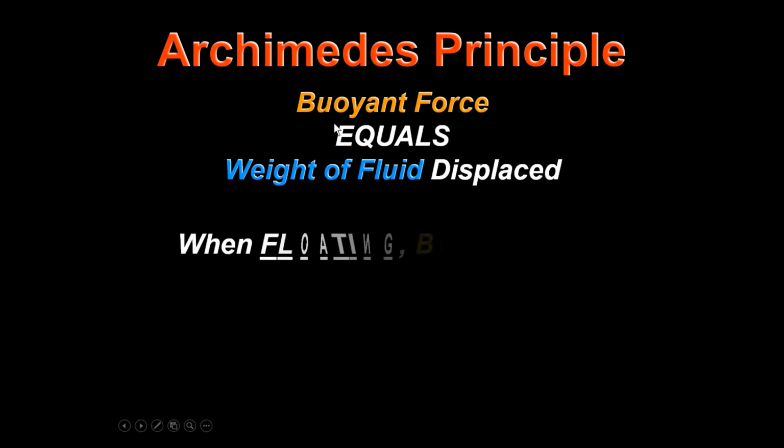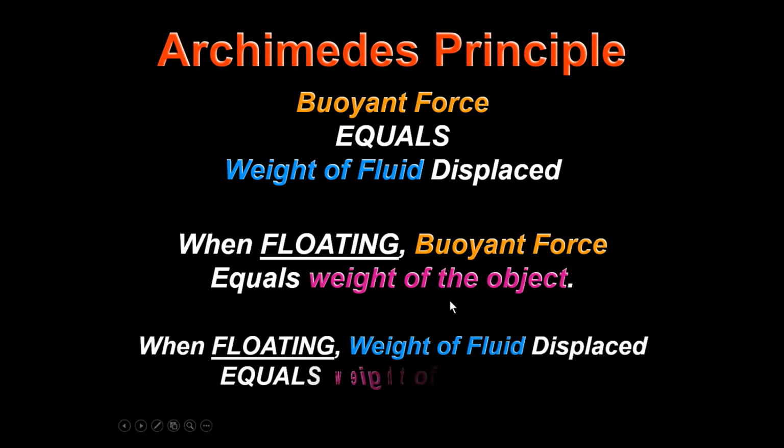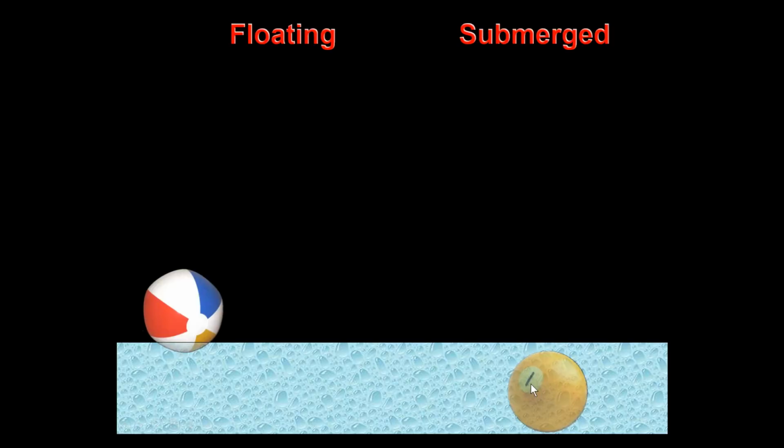All right, buoyant force equals the weight of the fluid displaced. When something's on the surface, floating, the upward force from the water has to equal the downward force due to the weight of the object. The net force would be 0. Okay. And since the buoyant force is equal to the weight of the fluid displaced, this term here has to equal this term here. So the weight of the fluid displaced must equal the weight of the object itself.